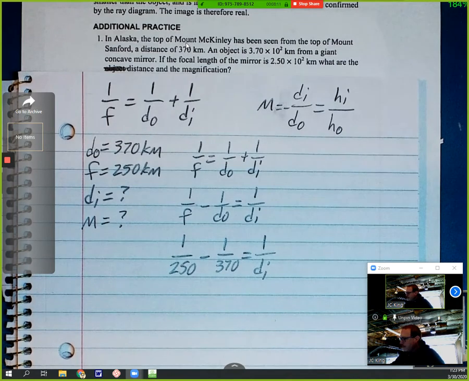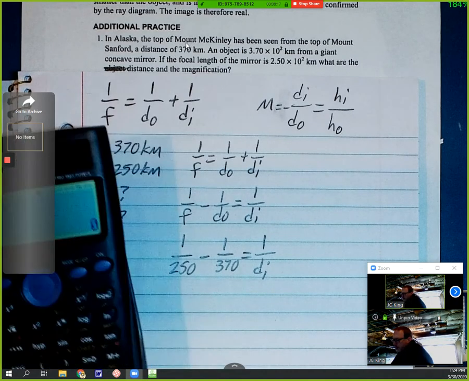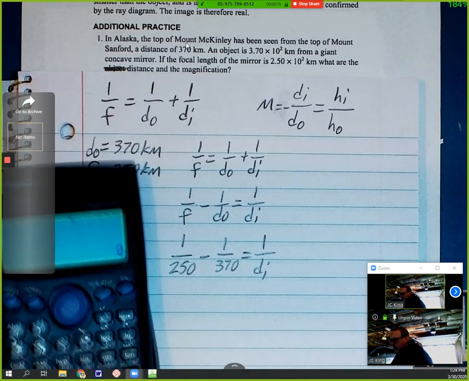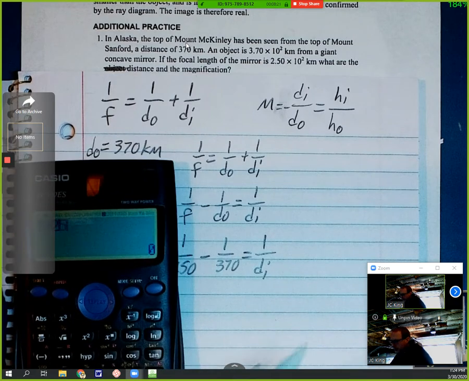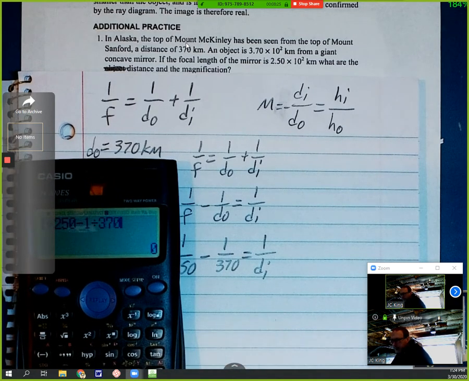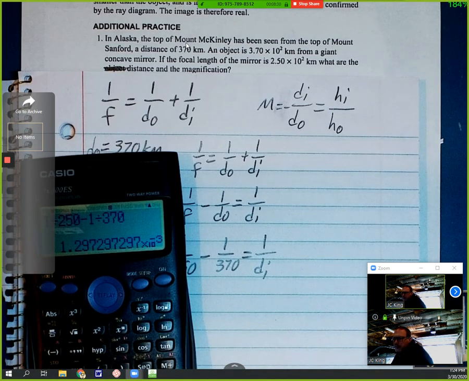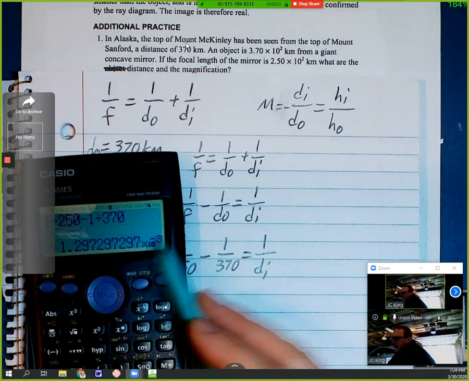Now at this point, I'm going to plug this into my calculator and see what number it spits out. So I'm going to go 1 divided by 250 minus 1 divided by 370. The answer my calculator gives me is about 1.297 times 10 to the minus 3. But remember, that's not my answer.